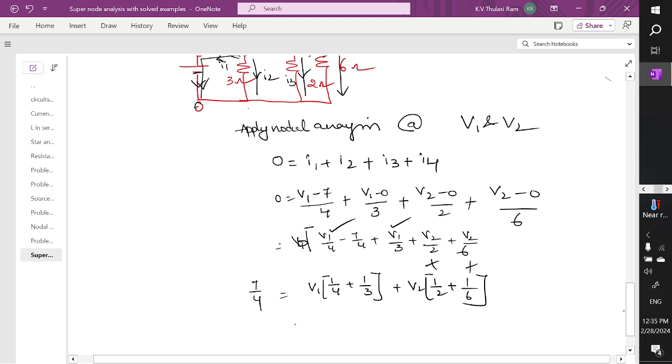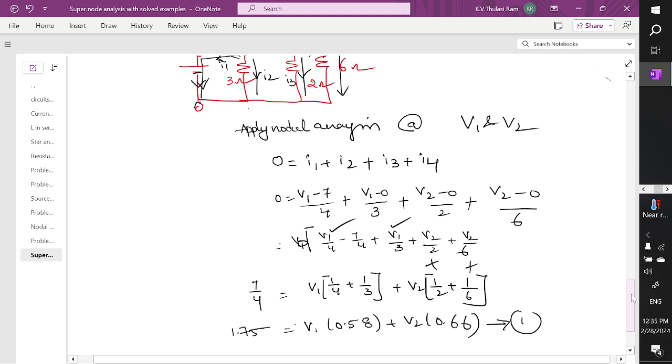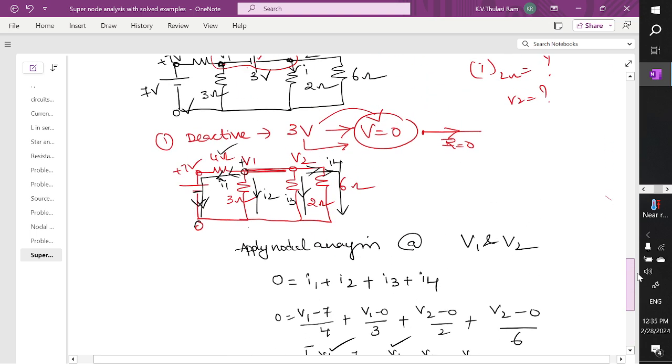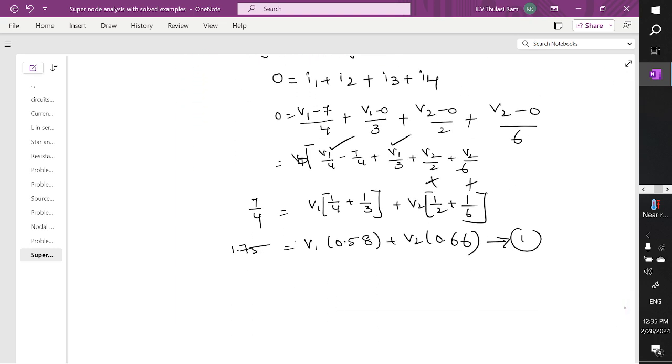So when you solve it, you are going to get V1 of 0.58 plus V2 of 0.66 is equal to 1.75. This will act as equation 1. So coming to the second equation, we are having the nodal analysis. So we are having a V1 node, and next to this V1 we are having a V2 node.